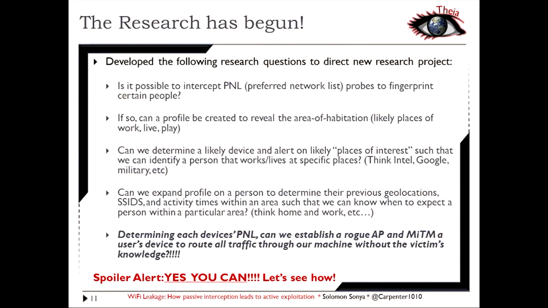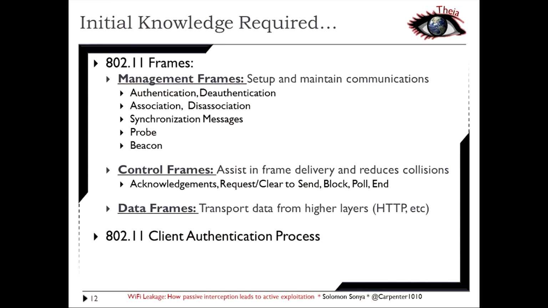And then if we can also intercept the preferred network list, can we next establish rogue access points so now we can continue to do man-in-the-middle attacks? And man-in-the-middle attacks are fun. So can we do these things? Spoiler alert, yes, you can. All right, so let's see how.